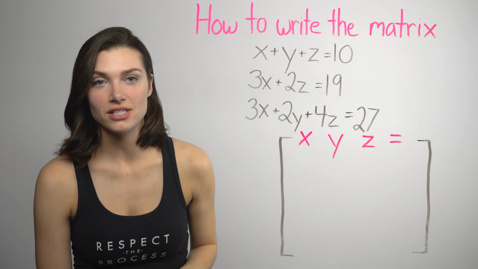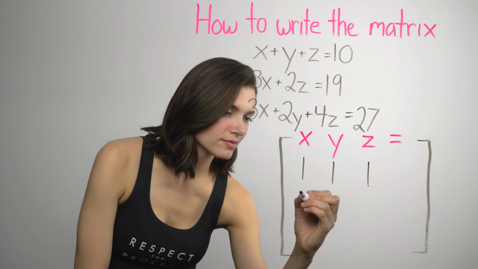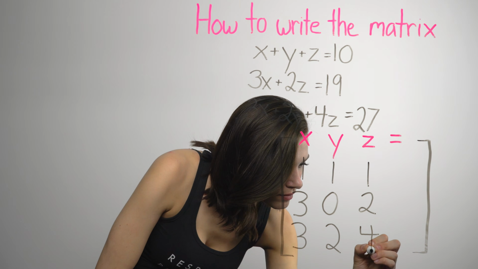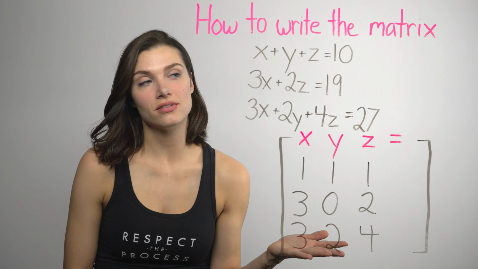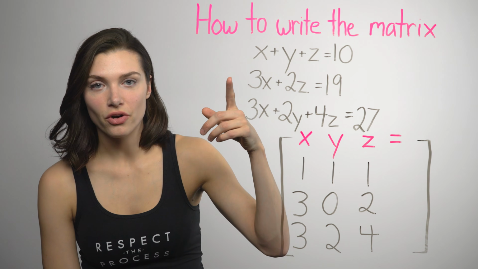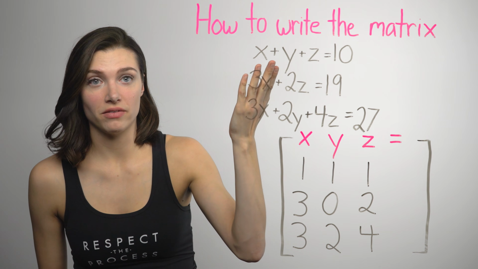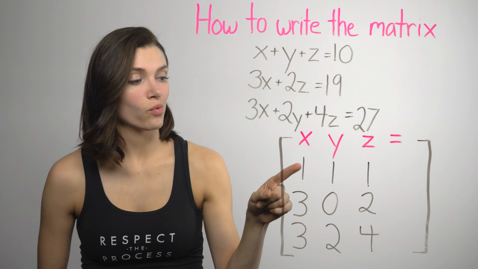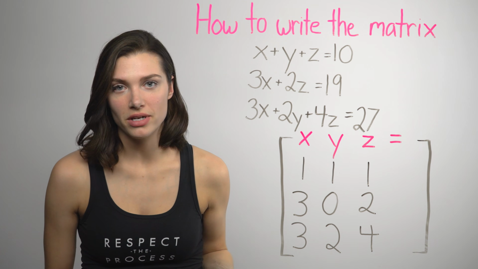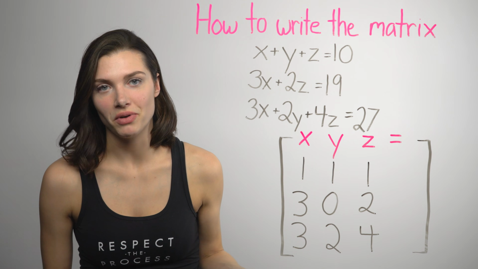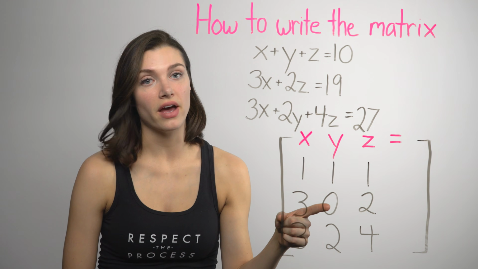I'll start with the coefficients. These are the coefficients from the variables. If a variable doesn't have a coefficient, the coefficient is actually just 1 because you have one of that variable. That's why I wrote 1 here. Also, if a variable is missing, you put a 0 in its place because you don't have it. So we're missing the y variable here, which is why I put the 0 there.